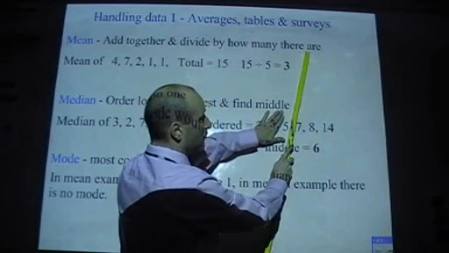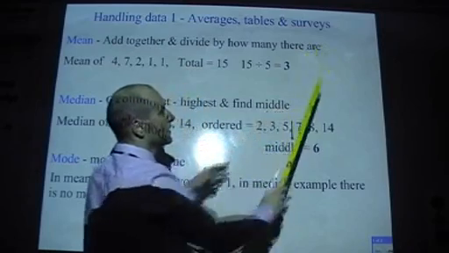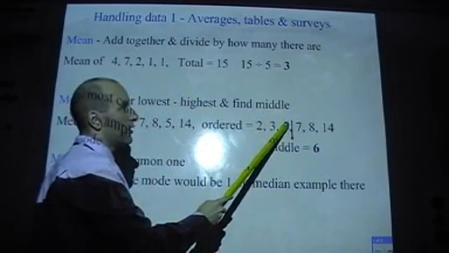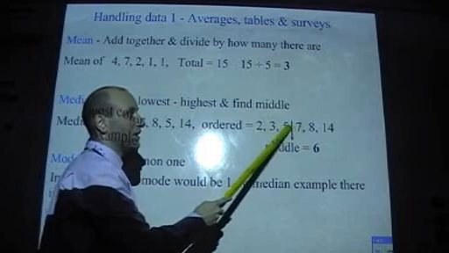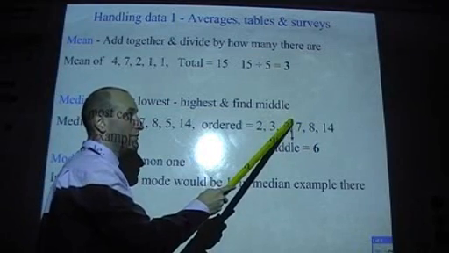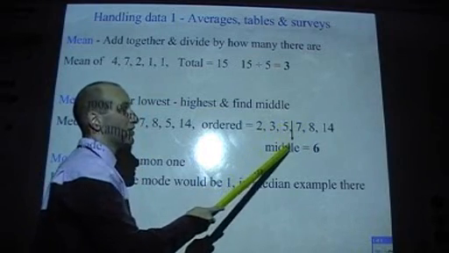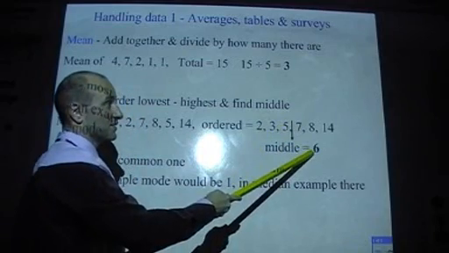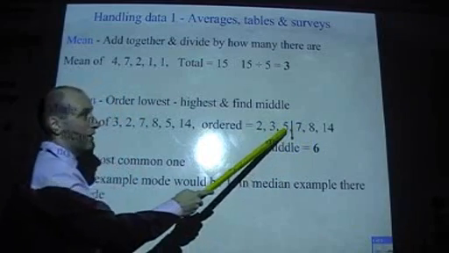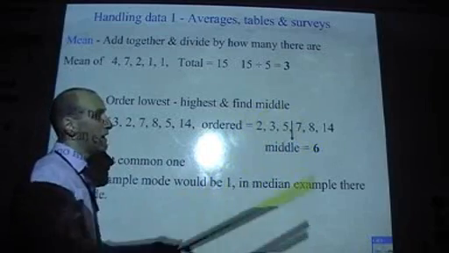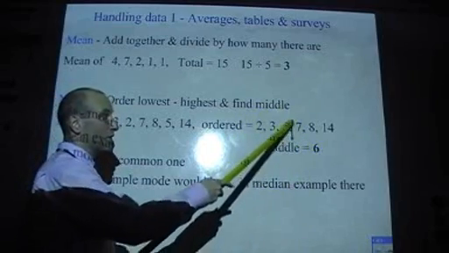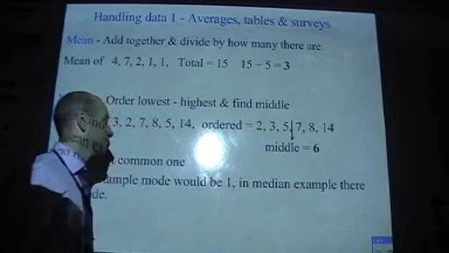Now, if I end up with one number in the middle, that's fine, that's a median. But in this case, I've ended up with both 5 and 7 in the middle. So I find the middle of those two numbers, which is, in this case, 6. So if you end up on the median with one number in the middle, that's fine. If you end up with 2, find the middle in between those two numbers.